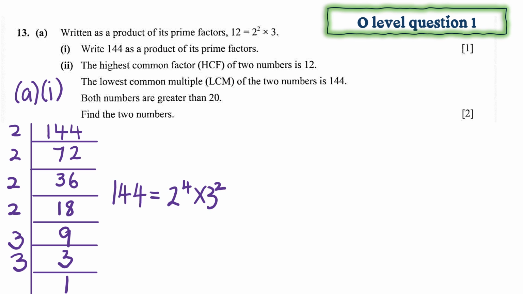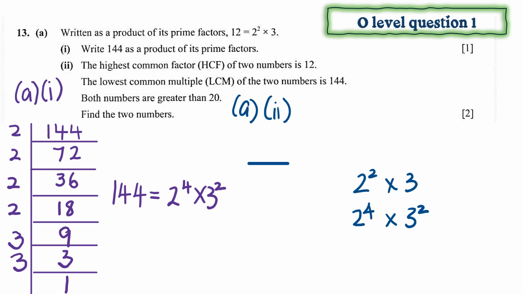Alright, so you're also told that you have a number 12 and it can be expressed as 2 squared times 3. Okay, so for part 2, we are told that you're supposed to find two numbers. These two numbers must be greater than 20, such that the highest common factor of these two numbers is 12, and the lowest common multiple of these two numbers is 144. Right, so how do we find these two numbers? So we will have to work backwards. That means we have to use the highest common factor and the lowest common multiple, and then work backwards to find the two numbers.